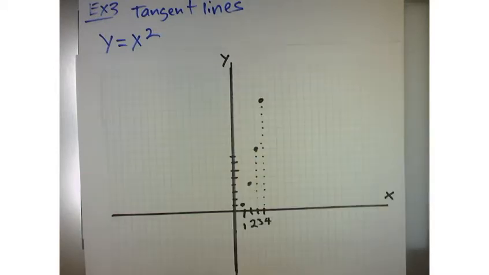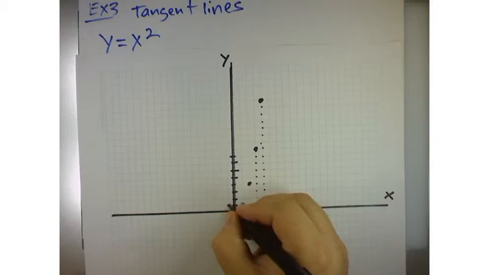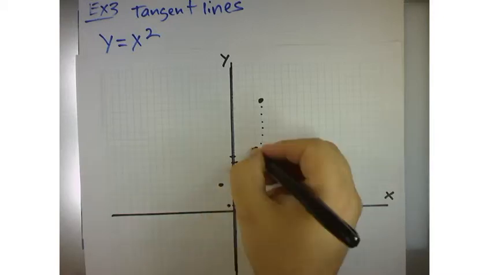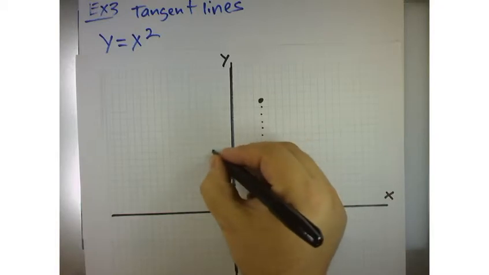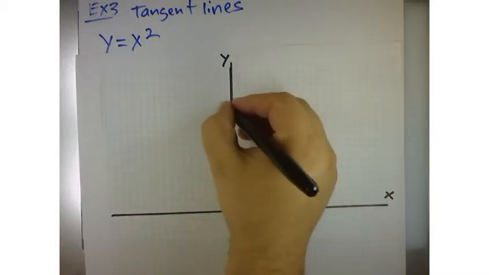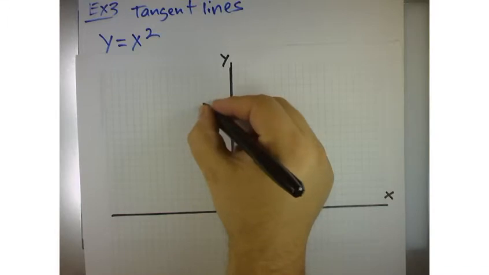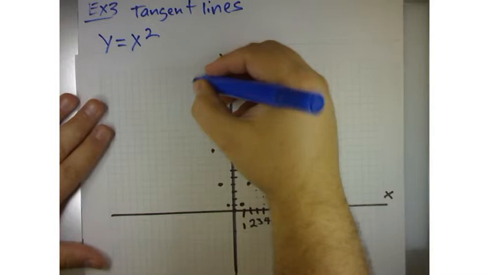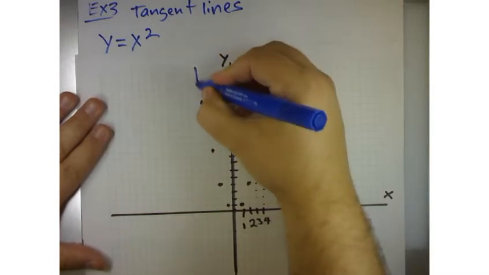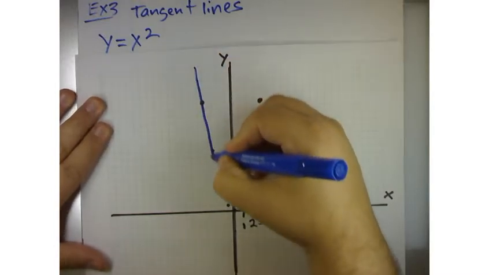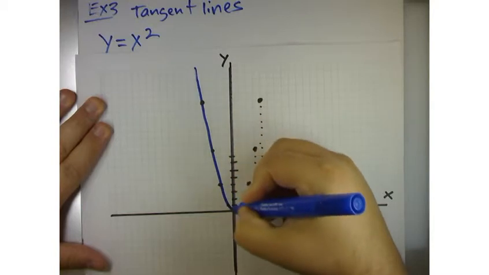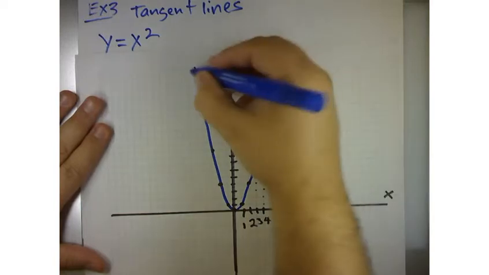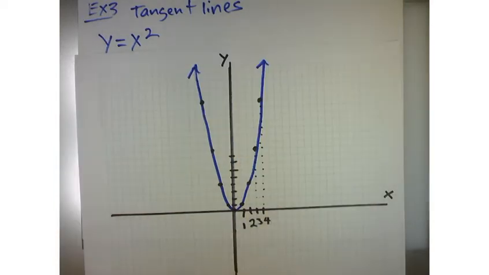And then it's symmetrical about the y-axis. So if I come over 1, 2, 1, 2, 3, and then 1, 2, 3, 4. So this is what my graph looks like. I'm going to come through here. That's what my graph looks like.